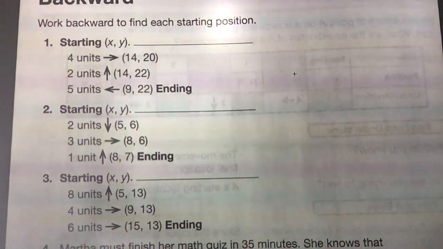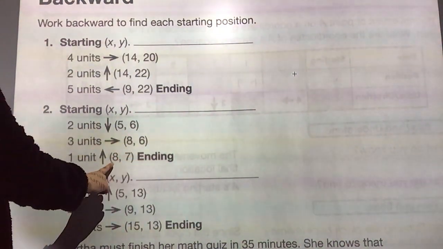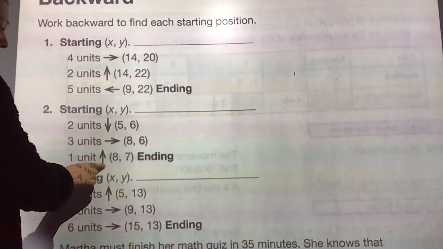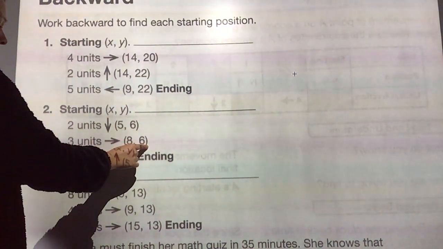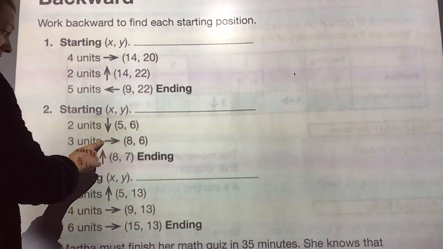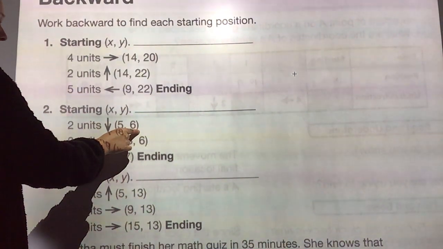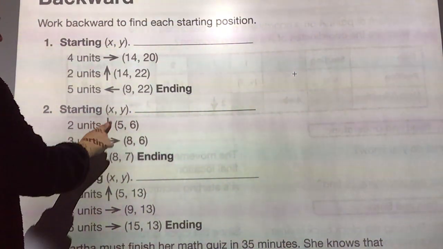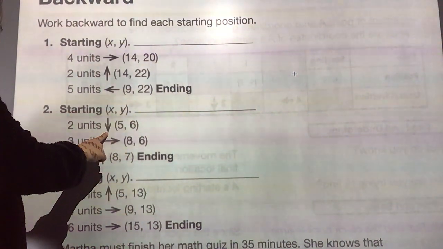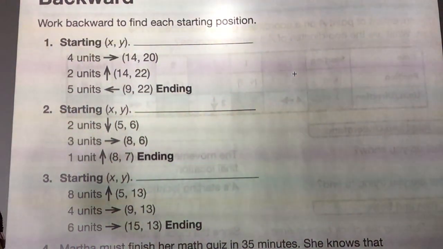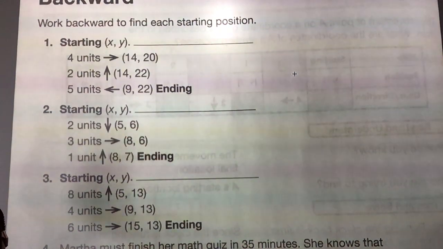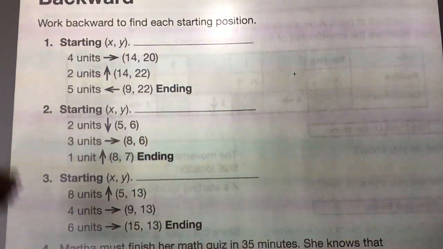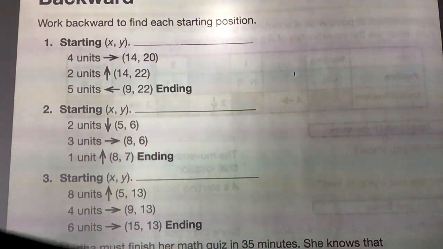Let's look at another one. They have me ending at 8, 7. They moved, going backwards, 1 unit down, which would give me 8, 6. 3 units left would give me 5, 6. My last step here, 5, 6, and I'm going 2 units down. Talk me through this. Am I actually going to go 2 units down when I'm working backwards? No, you're going to go up. I'm going to go up 2 units.